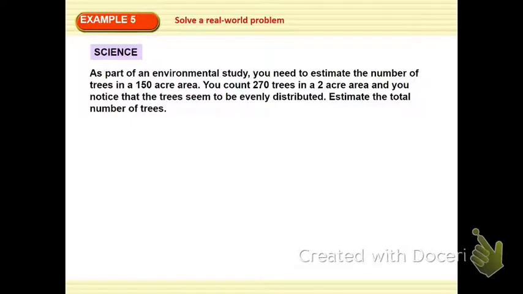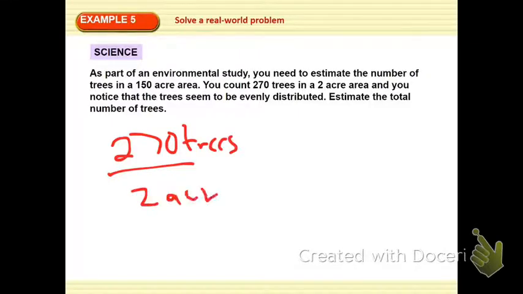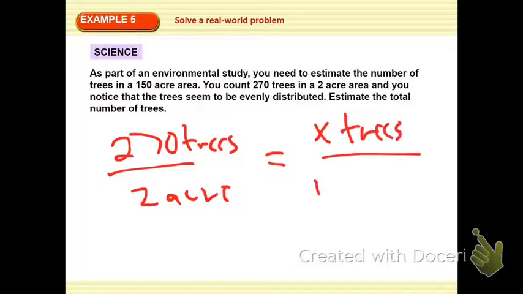Here's what you would do. There are 270 trees for every 2 acres. Yeah, that's what I said. Then we set that equal to X over 150, so we would have X trees in 150 acres.